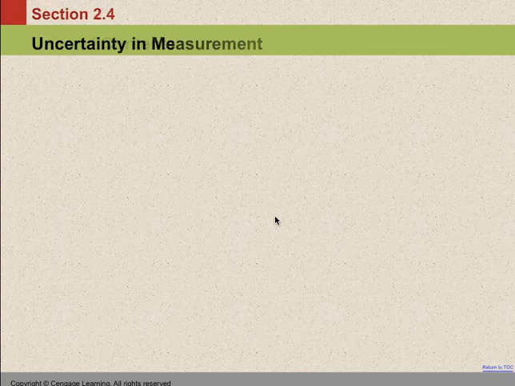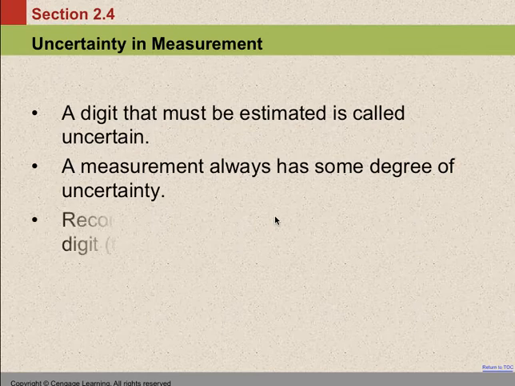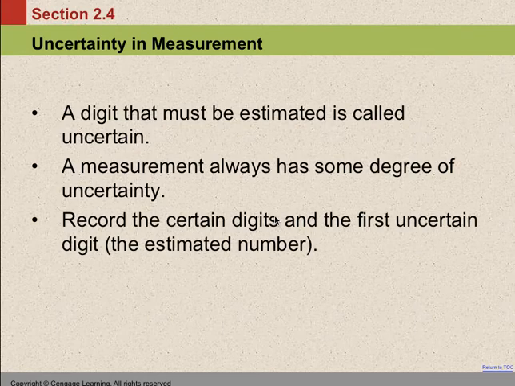Okay, we're going to review sig fig calculations and rounding. Significant figures are really about the uncertainty in the measurement that we're making. A digit that must be estimated is called uncertain. If you recall, the significant figures are recording all of the known or certain digits and the first uncertain digit. So it is all of the known digits, or the tick marks.